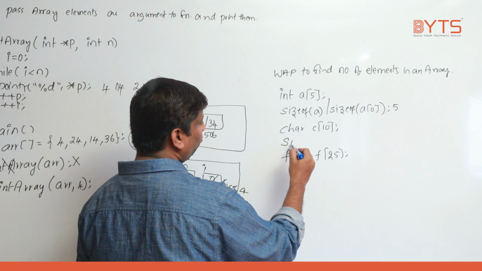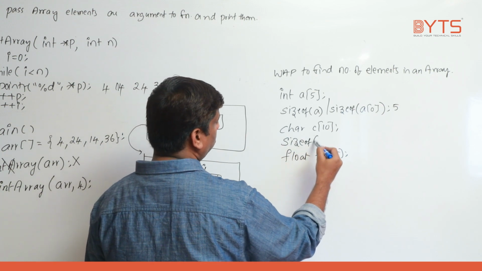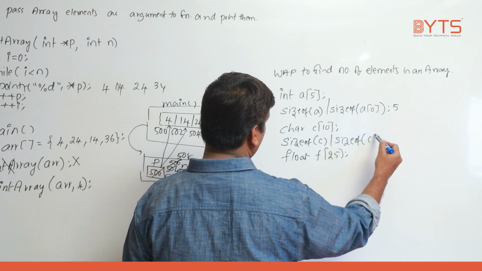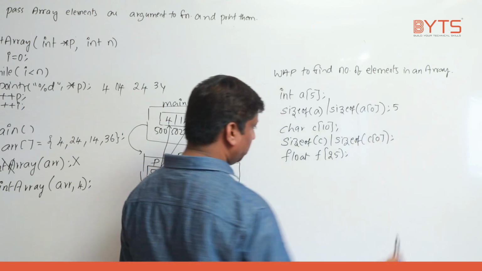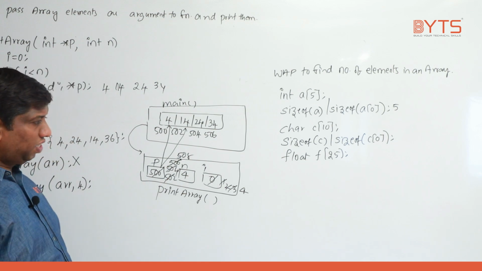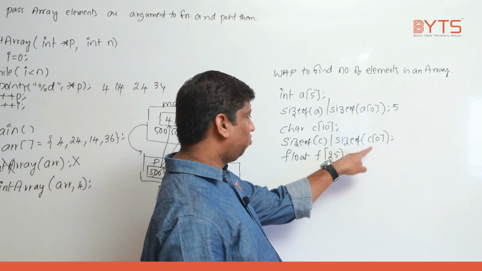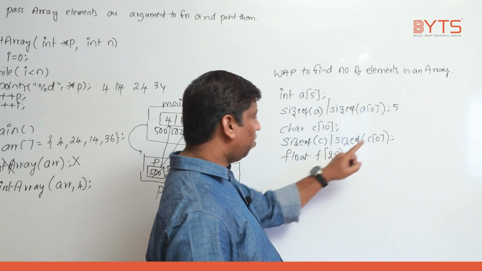Next, size of C by size of C of 0. Okay, fine. So what is size of C? 10. C of 0 is how much? 1. So 10 by 1 will give you 10.